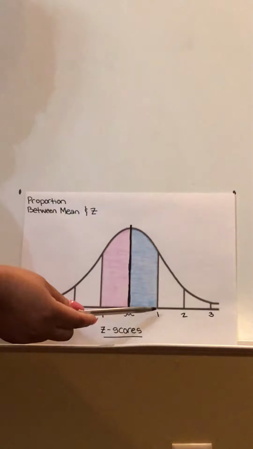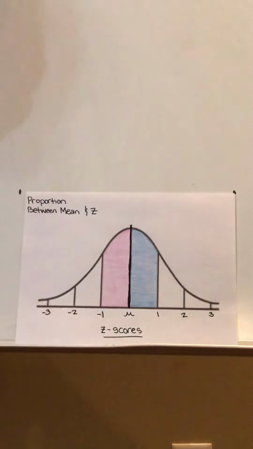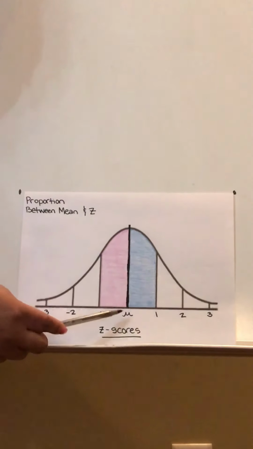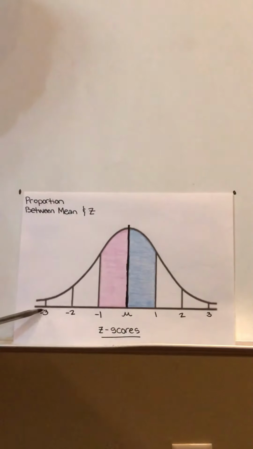You can go to the left or the right. It does not have to be proportionally equal. Again, I don't have to be over to 1 and over to -1. I could have said from the mean to +2 or from the mean to -3. That would still be considered a portion between the mean and z.